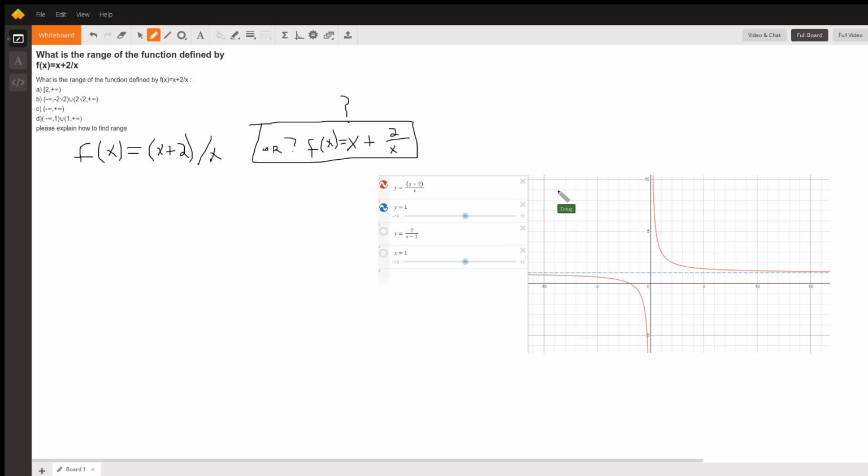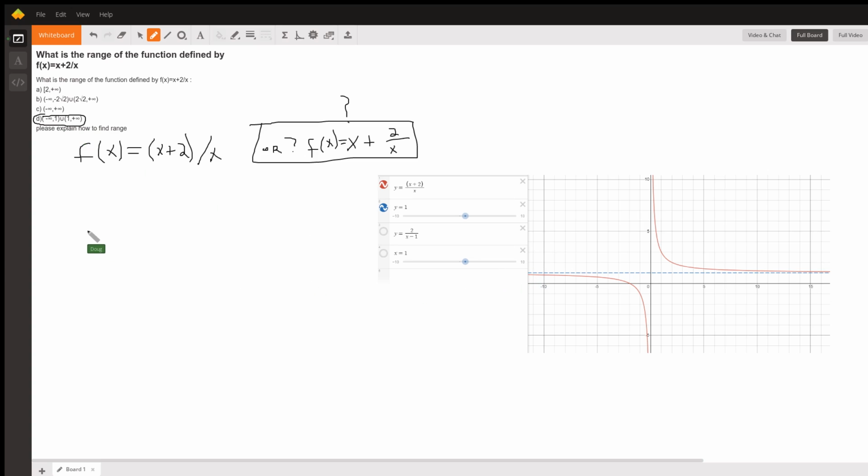Okay, that said, I've graphed the function over here on Desmos, and it looks to me like the graph doesn't cross the line y equals 1. And so this is probably the answer right here. But is there a way to find that out without looking at a graph?